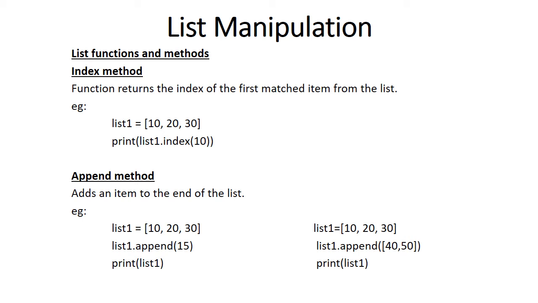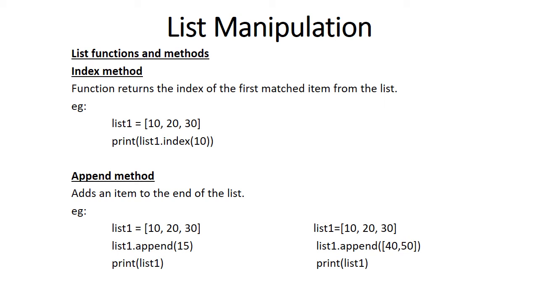Append method adds an item to the end of the list that we already saw. List 1 is equal to 10, 20, 30. List 1 dot append of 15. Print list 1. You will get the answer 10, 20, 30. After that 15. One more example.